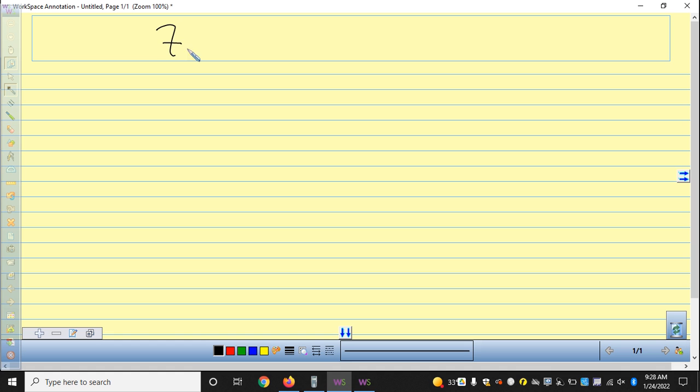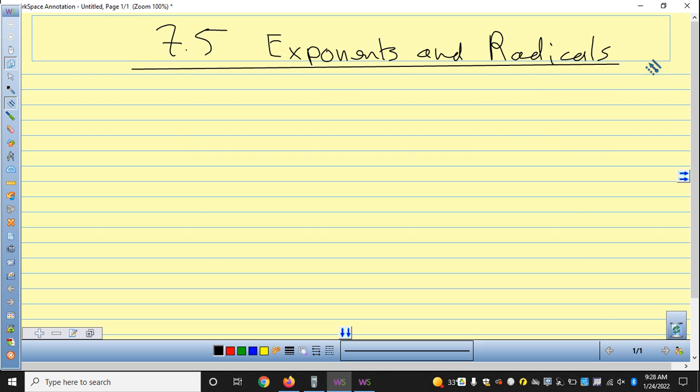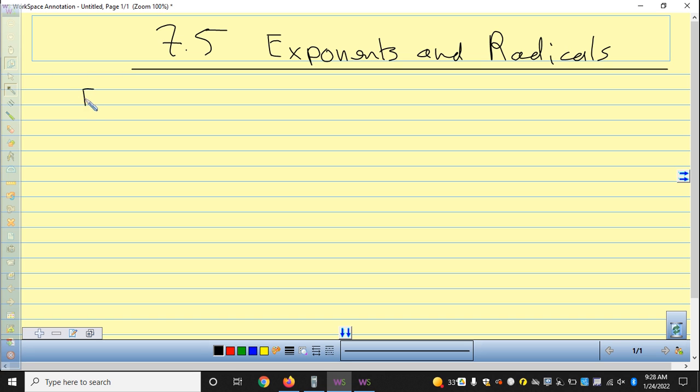All right, so we're in section 7.5 today. So the first thing that I want to talk about is, well, we know a little bit about what a square root is, maybe a little bit, but we want to talk about roots.